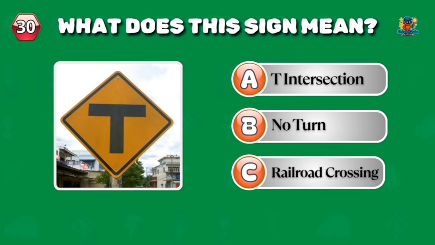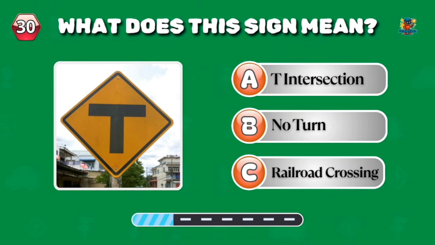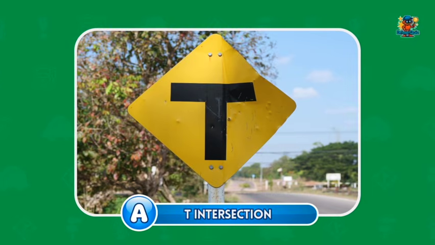Question 30. A. T intersection. B. No turn. C. Railroad crossing. T intersection. The road ends ahead and you must turn either left or right.